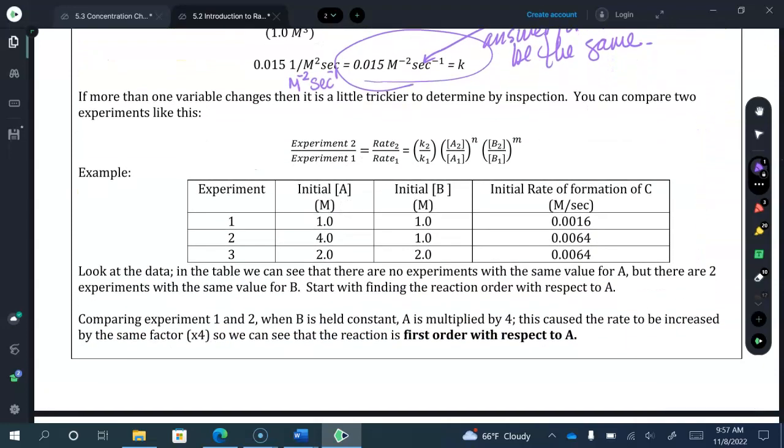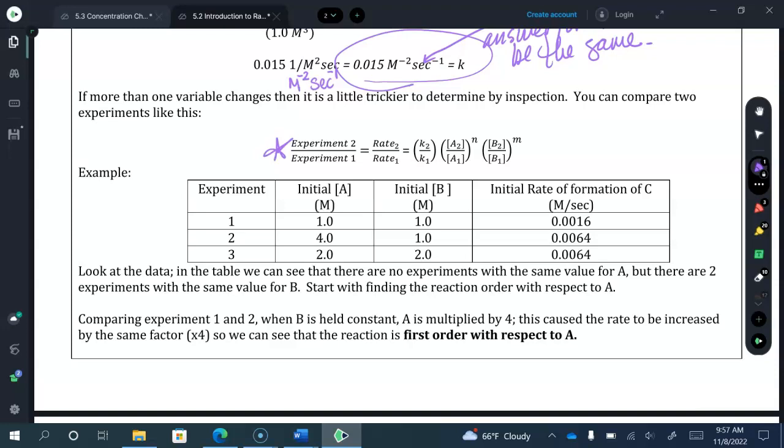When more than one variable changes, it's a little trickier to determine by inspection. You can compare 2 experiments using this expression, and it doesn't always have to be experiment 2 divided by experiment 1. It can be any combination of 2 experiments as long as it fits.